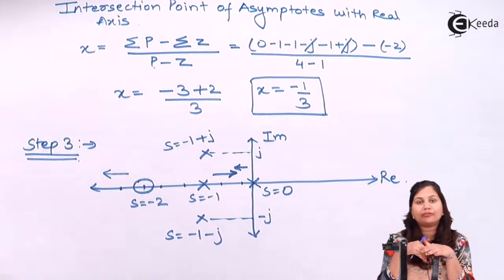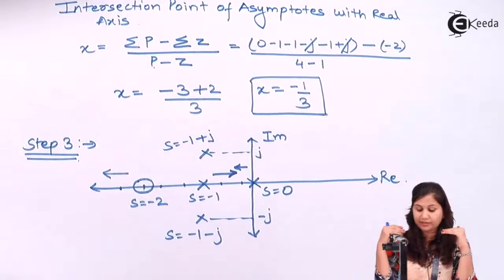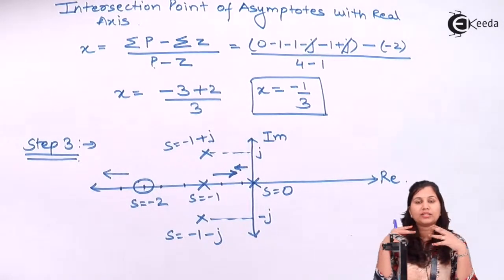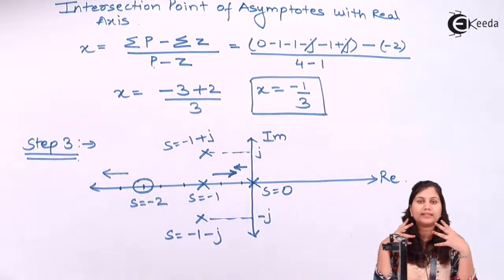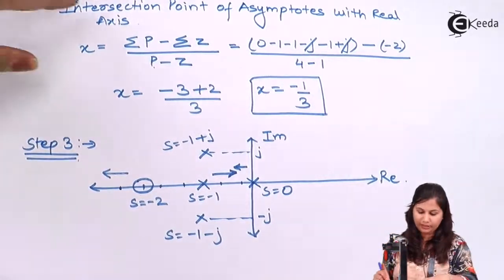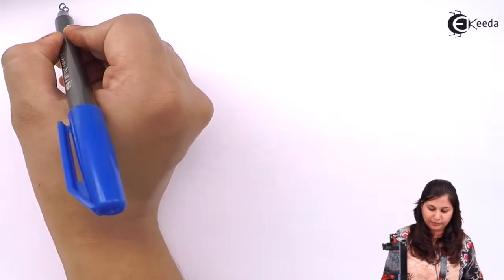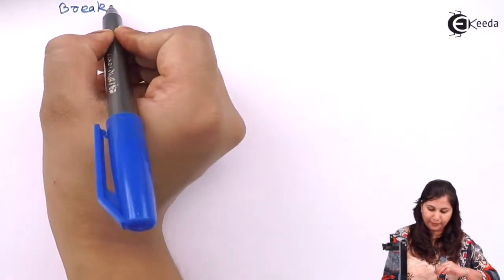So for this, we have to find out the breakaway point. What is the breakaway point? The coincident point where the root locus branches from two adjacent poles coincide. Okay. So step number 3 will be to find out the breakaway point.